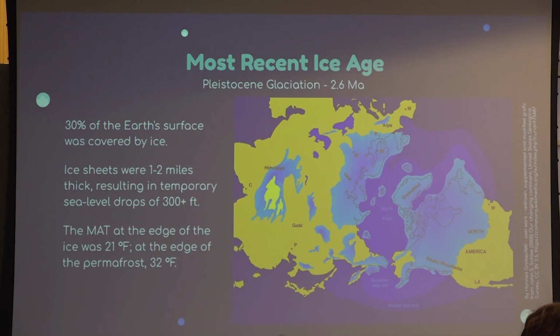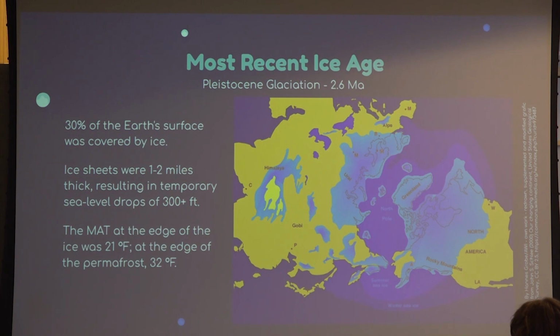So let's look at our most recent ice age. This is the Pleistocene glaciation, and it started around 2.6 million years ago. At its peak, about 30% of Earth's surface was covered in ice. That's a lot, most in the northern hemisphere. The ice sheets were 1 to 2 miles thick, and it resulted in a temporary sea level drop of about 300 feet. So Florida got really big. If you had some real estate in Florida back in the Pleistocene, you'd have a lot. And then it shrunk back down as water levels came up.